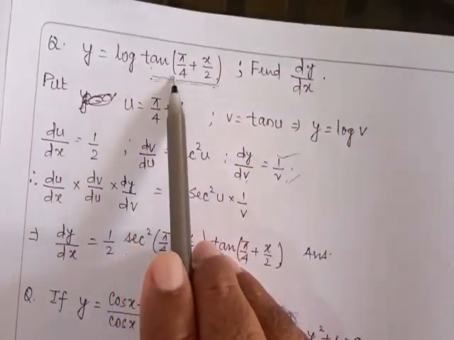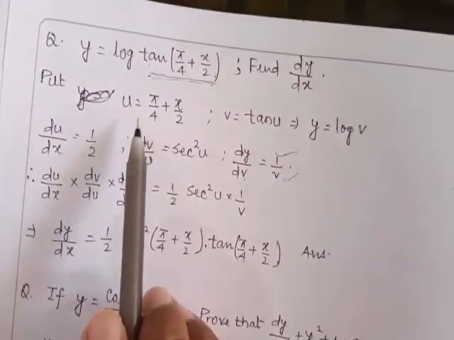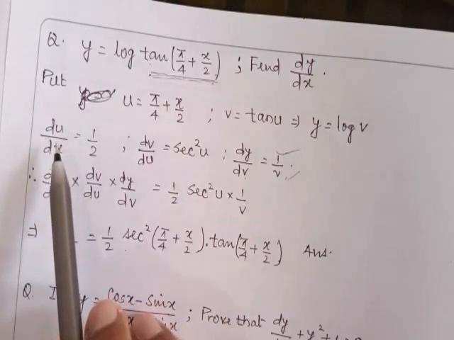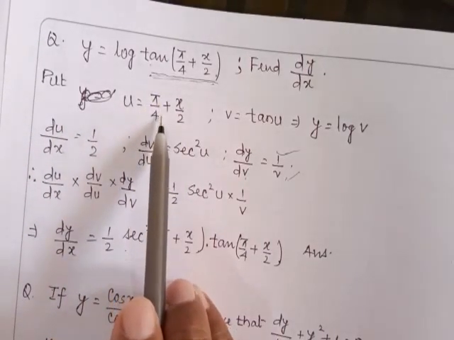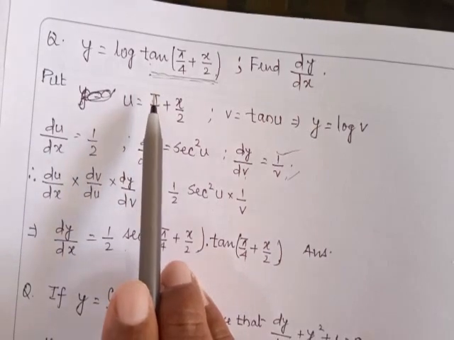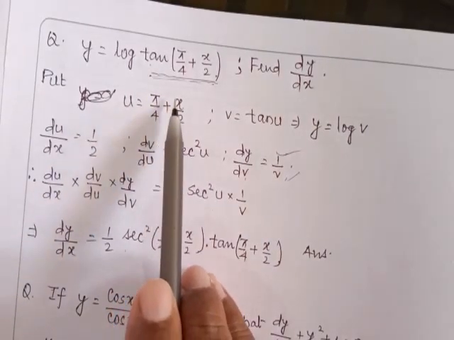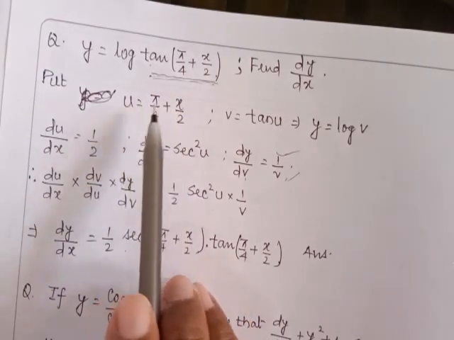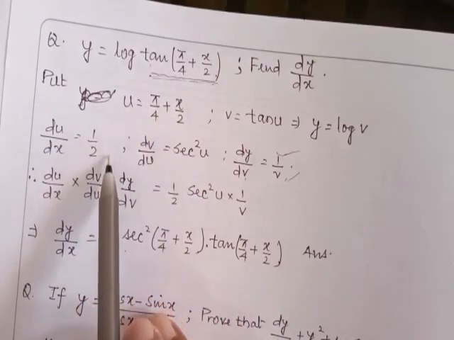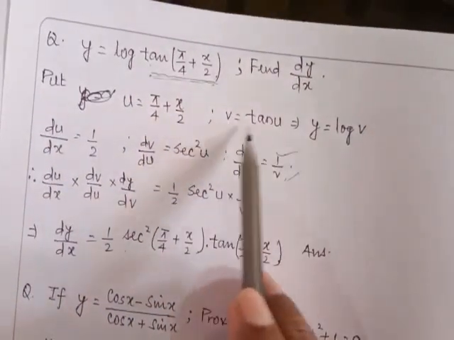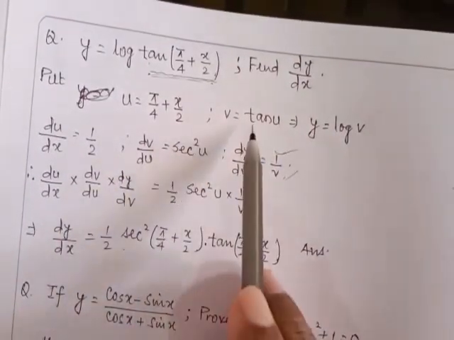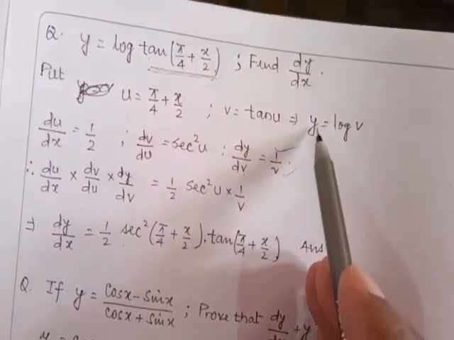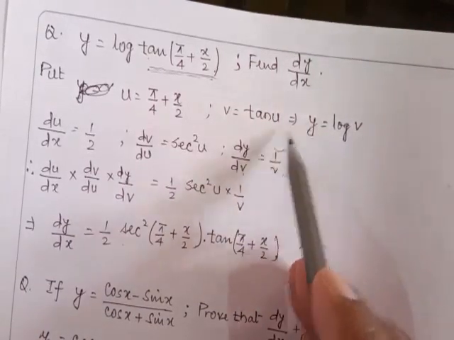So now differentiate it. du by dx, because this is a function of x: pi by 4 is a constant number, so differentiation of pi by 4 is 0, and 1 by 2 into x, so differentiation of x is 1. So finally we get du by dx is equal to 1 by 2. On the other hand, dv by du, differentiation of tan u, is sec square u, and differentiation of log v means dy by dv is equal to 1 by v.